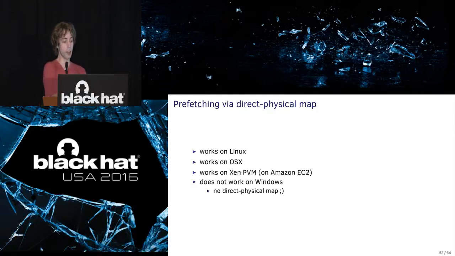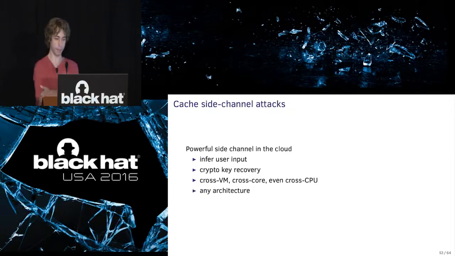And knowing the physical address, we can use that later on for other attacks. As we already heard earlier, we have direct physical maps in different operating systems. So our attack works on Linux, on OS X, and on Xen PVM. We tried that on Amazon EC2, which was fun. You get direct physical map addresses of the Xen hypervisor because the Xen hypervisor runs in ring 0. And then have fun doing something with the physical address on Amazon. Our attack does not work on Windows because they don't have a direct physical map, but it's still fun to play with the other operating systems.